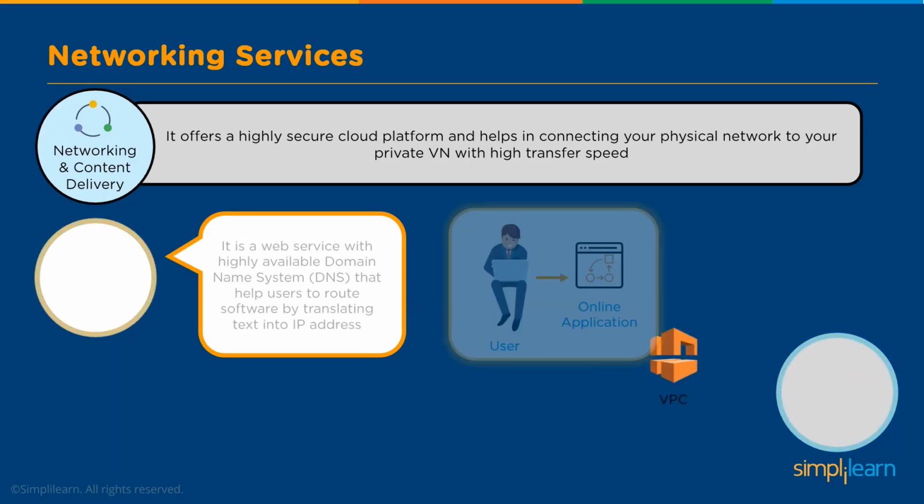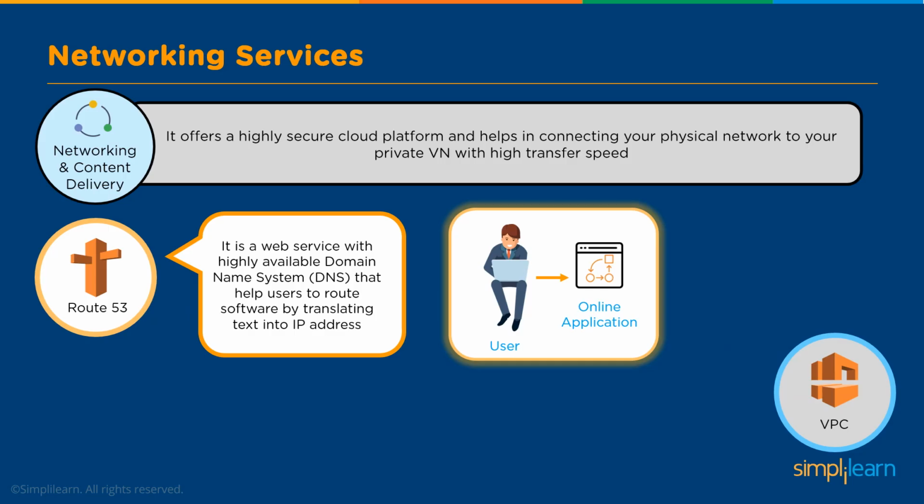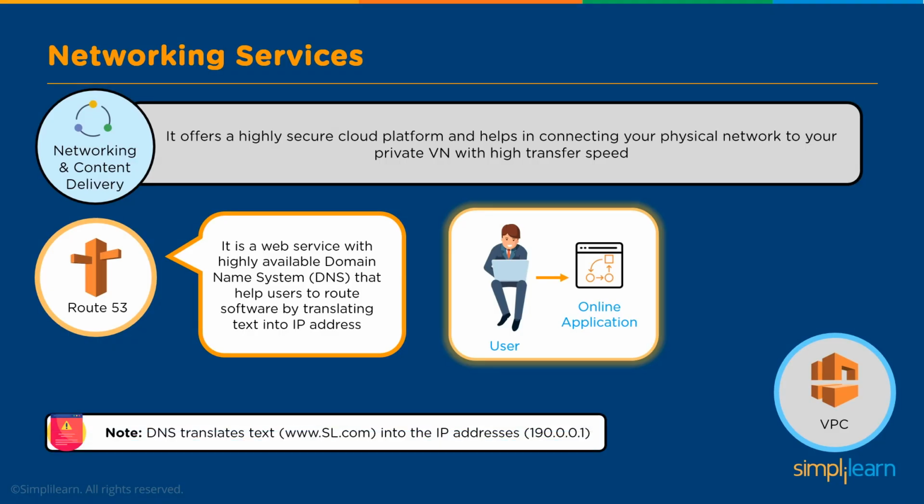Then comes the Route 53 service. It is a web service with a highly available domain name system, or DNS, that helps users route software by translating text into an IP address, and that is why it is called a DNS mapping service. And that helps you to point your domains or external domains to the AWS services in case you use AWS for hosting your websites or applications. Note, DNS translates text into an IP address.